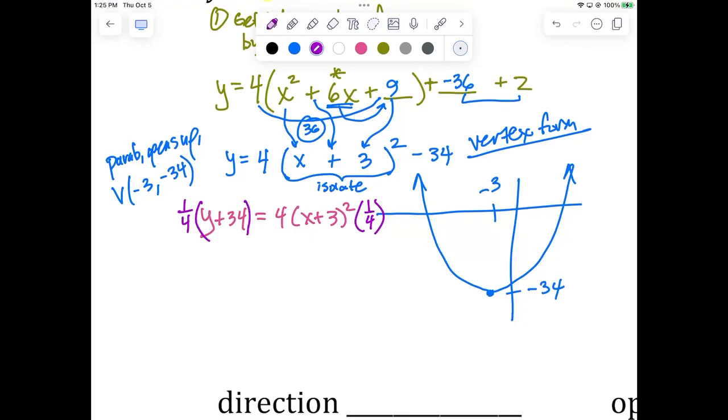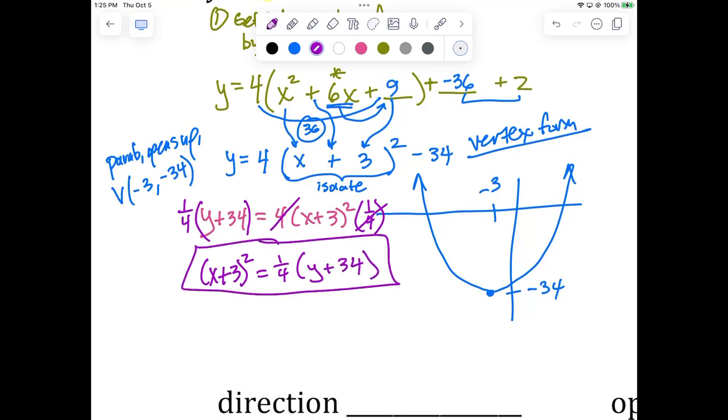Now what happens to the 4 on the right-hand side? They divide out, and I'm left with (x plus 3) squared, which is what I want. I'm going to put that on the left-hand side. And here's why I wanted to multiply by 1/4 instead of dividing by 4. I'm left with 1/4 in front, and then (y plus 34) like that. That right there is your conic form.